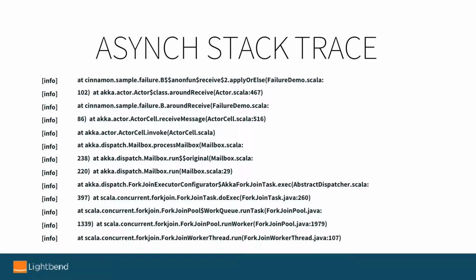And this here, how many have seen this before? Yeah, it's very hard. So this is an asynchronous stack trace from inside of Akka. We have a demo in Cinnamon that's called failure demo because we need to trigger failures so we can see that our monitoring tools are working. But the first line there is failure demo Scala line 102. The rest is Akka and fork join related. So it doesn't really tell you anything of what happened.